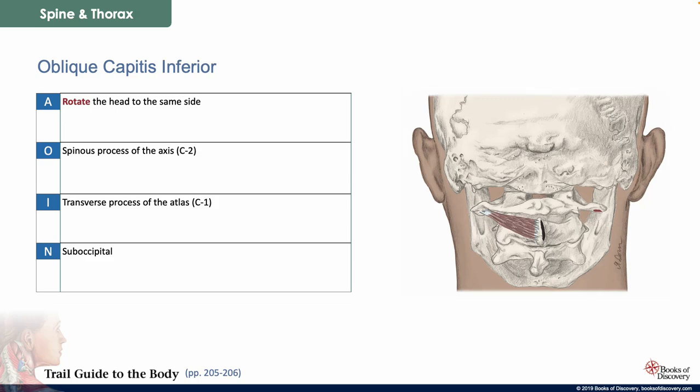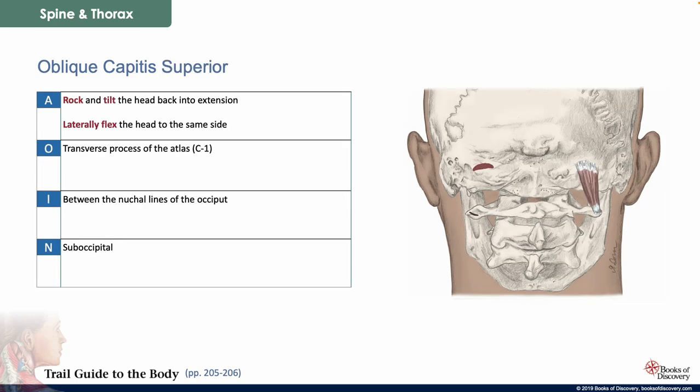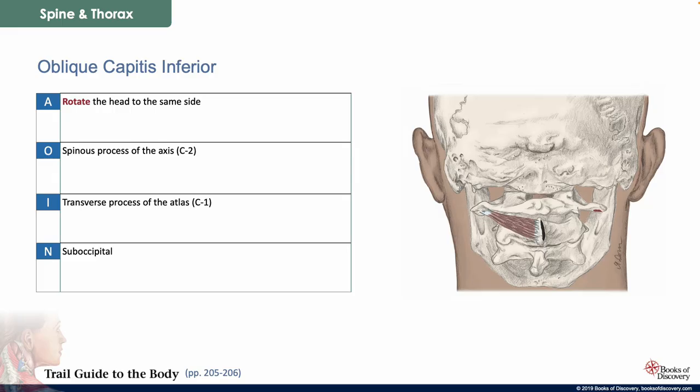Inferior. So we're going to go back, look at the picture real quick. Superior is above. Inferior is below that. So this is just filling the space of C2. So this rotates to the same side. It originates on your spinous process of C2 and then connects to the transverse process of C1. So it's just filling that space up on that vertebra.